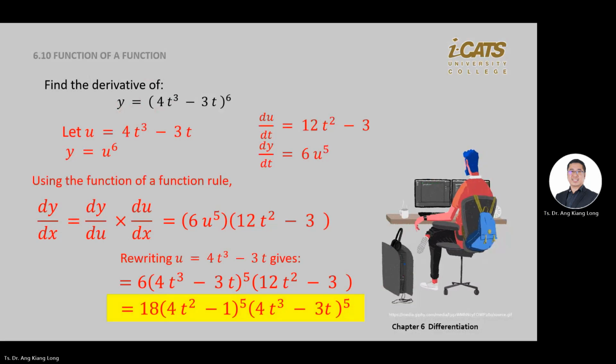Any questions? Because your third quiz will be something like this. The third quiz.